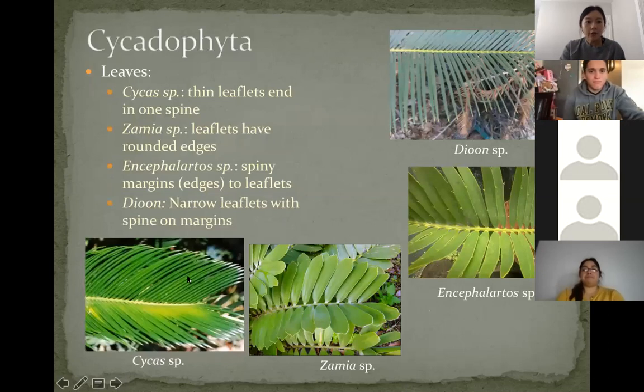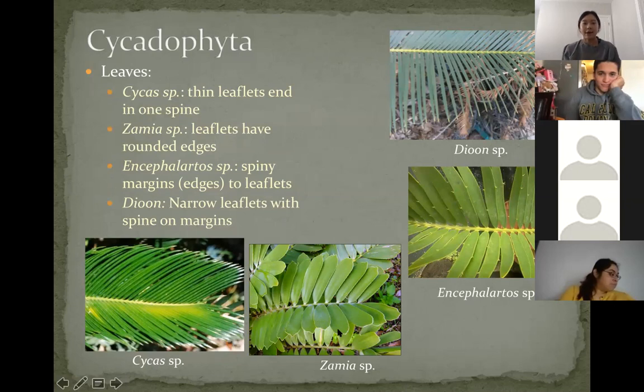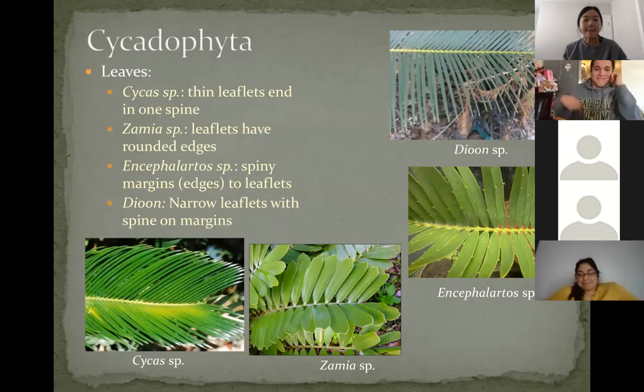So there are 4 different genera that we're going to be looking at within Cycadophyta. We have Cycas, and then we have Zamia, Encephalartos, and Dioon. We also have tons of pictures of each of these genera within the PowerPoint that you guys are going to use for the lab.